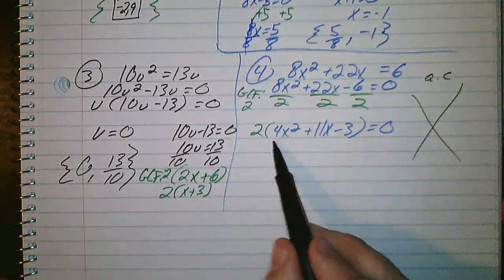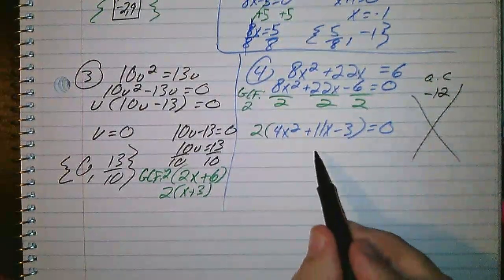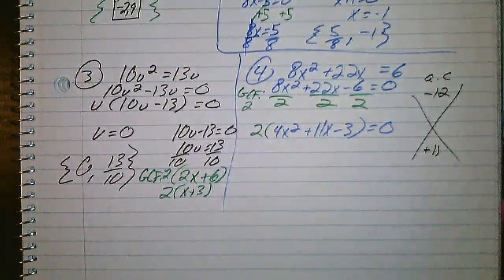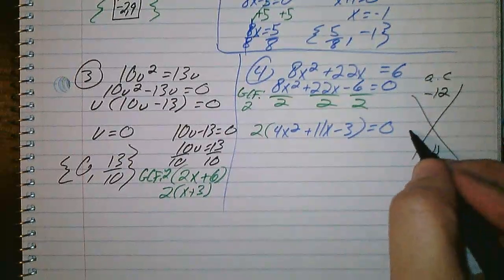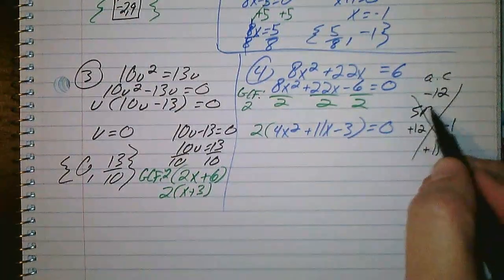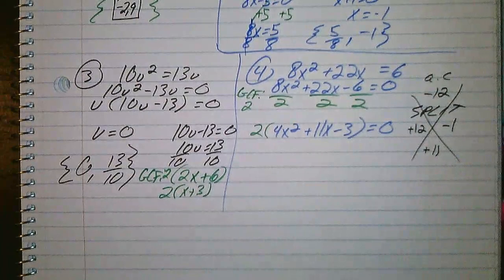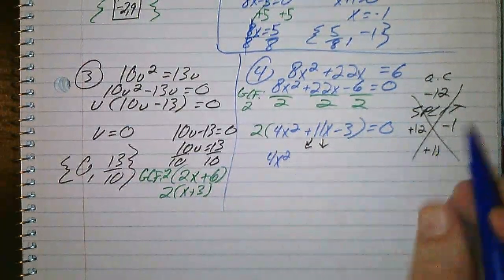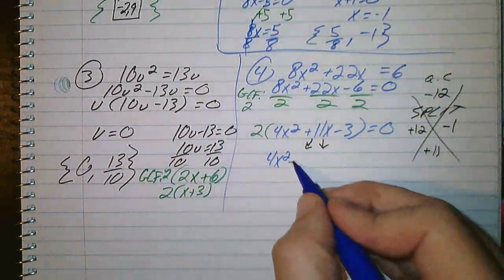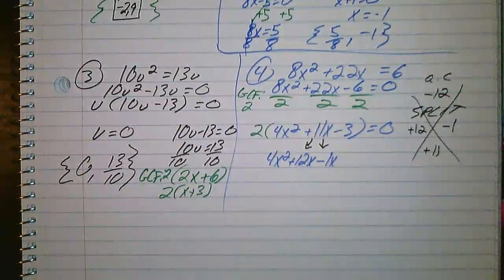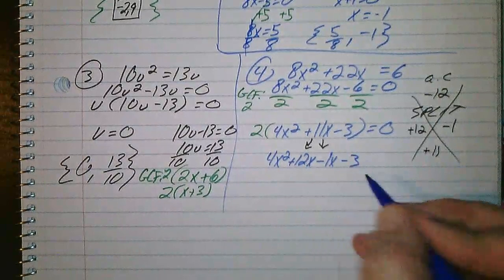A times C, 4 times negative 3 is negative 12. I'm looking for factors of negative 12 that combine into positive 11. So that's a positive 12 and a negative 1. And again, this is how we split the middle. So the 4x squared carries down. We're going to split 11x into positive 12x minus 1x. I think it's helpful to put the coefficient of 1 if we're factoring by grouping.